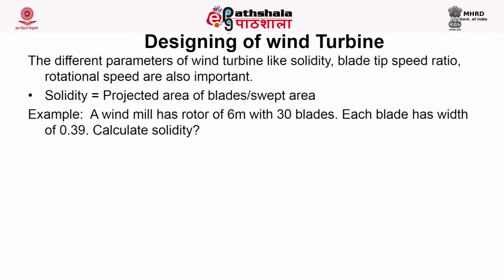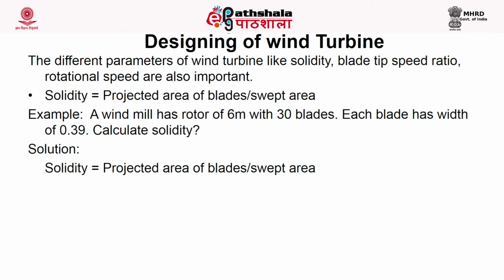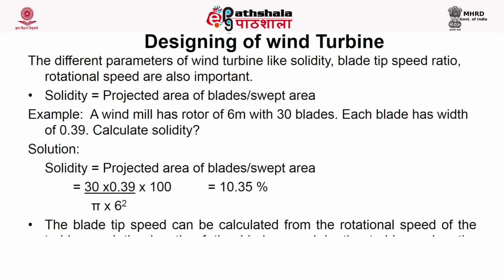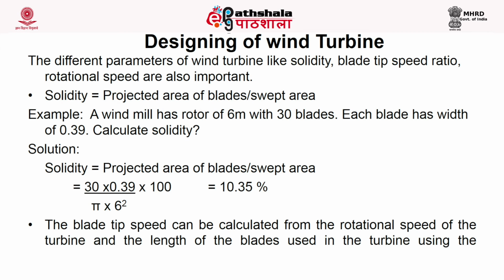Solidity is the ratio of the projected area of the blades to the swept area. You can see the solidity by this example. A windmill has a rotor of 6 meter diameter with 30 blades. Each blade has a width of 0.39. What is the solidity? It is equal to 30 times 0.39 divided by pi times 6 squared, times 100.